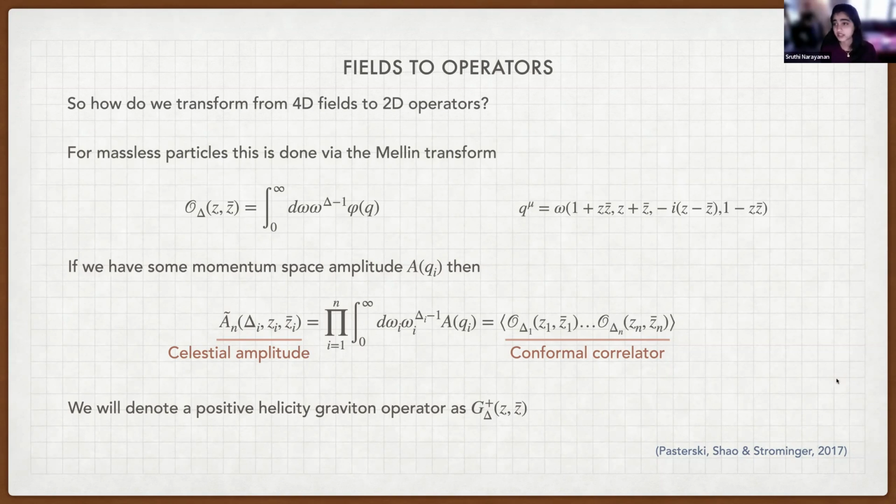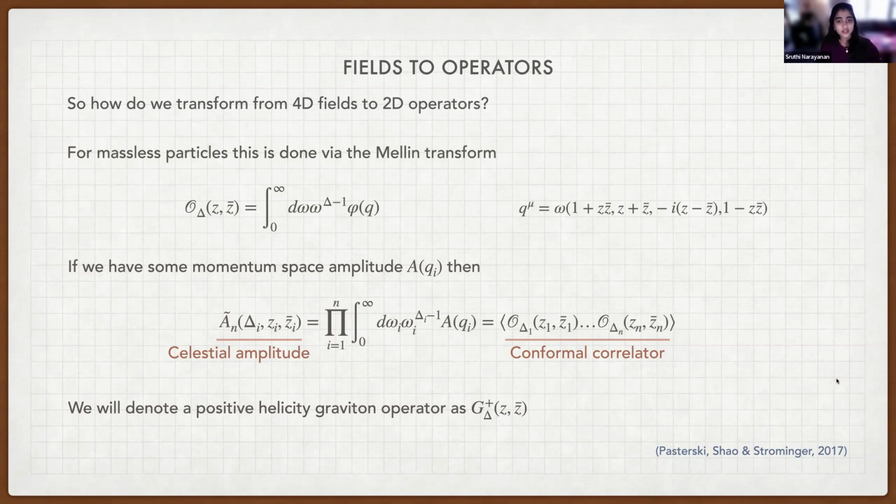that's denoted by a conformal dimension delta, and a point on the celestial sphere is z and z bar. The momentum q mu is parametrized in terms of omega, z and z bar, as shown on the side. So if I have some momentum space amplitude, which I'll denote in this talk as A of qi, where qi are the momenta of all my particles, then, assuming everything is massless, I can transform it by a series of Mellin transforms. And what that gives me is what's sometimes referred to as a celestial amplitude, but in the conformal field theory is just a correlation function of these n operators that I've transformed.